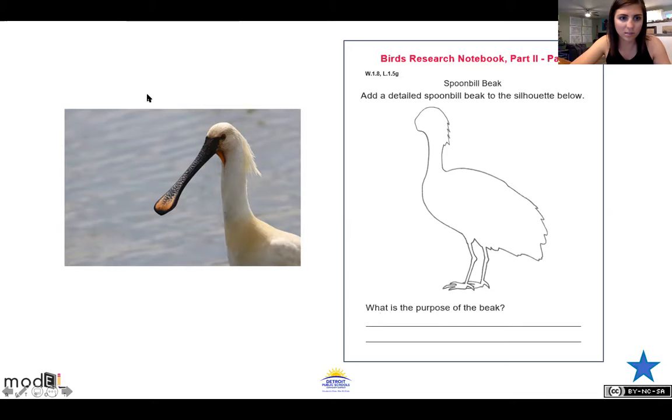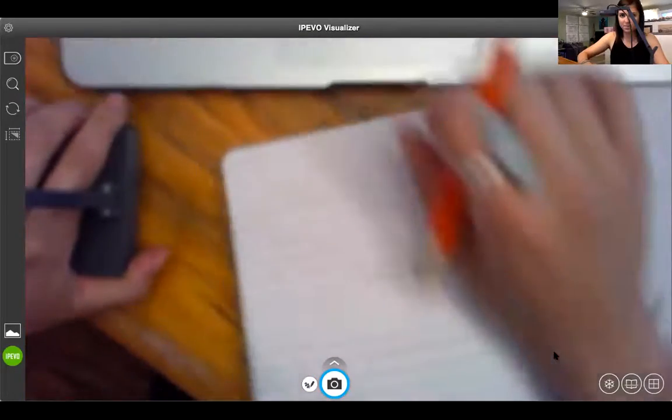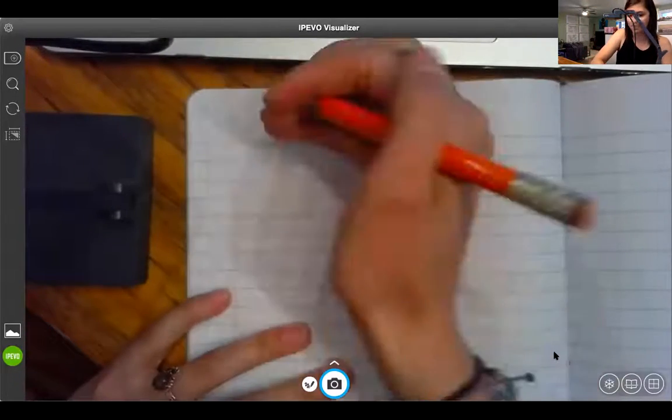I'm actually going to exit out of this. I'm going to come back up here. We're going to stop sharing this screen, but I'm going to share my iTivo screen. All right, you should be able to see my composition notebook. So we're actually going to use the sentence frame.